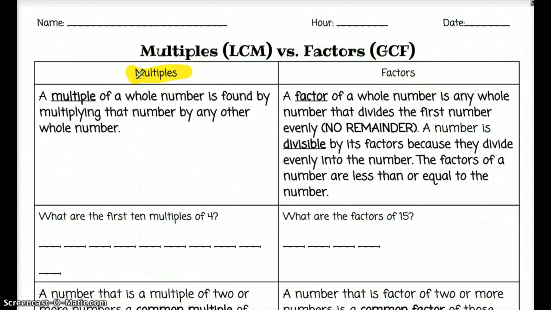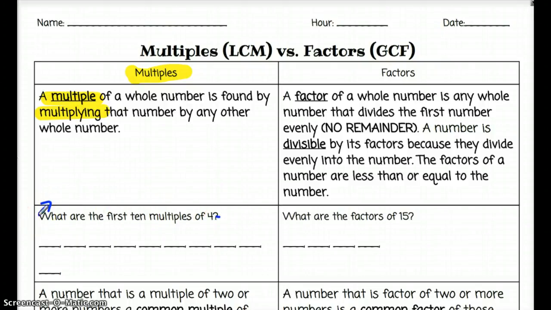A multiple is a whole number that is found by multiplying that number by any other whole number. Multiplying. So let's look at our first question. What are the first 10 multiples of 4? So really what you're doing is counting by 4.